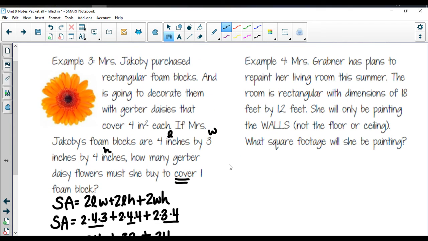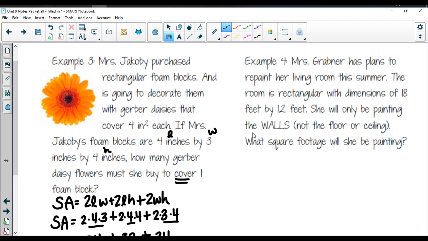The last one over here, example number 4. Mrs. Grabner has plans to repaint her living room this summer. The room is rectangular with dimensions of 18 feet by 12 feet. She will only be painting the walls, not the floor or the ceiling. What square footage will she be painting?